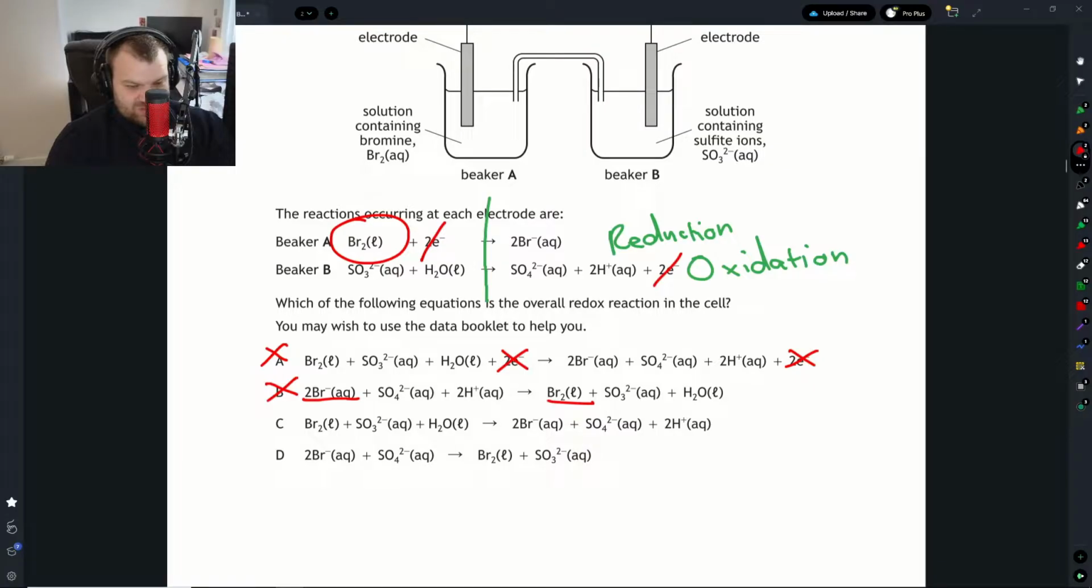C is looking good so far. We have our Br2, SO3 2 minus, yep. H2O, correct. 2Br minus, yep. SO4 2 minus and H plus. That's looking awfully good. And in the last one, there's no H pluses and there's no waters. And that would be why that one is incorrect, leaving us with an answer of C.